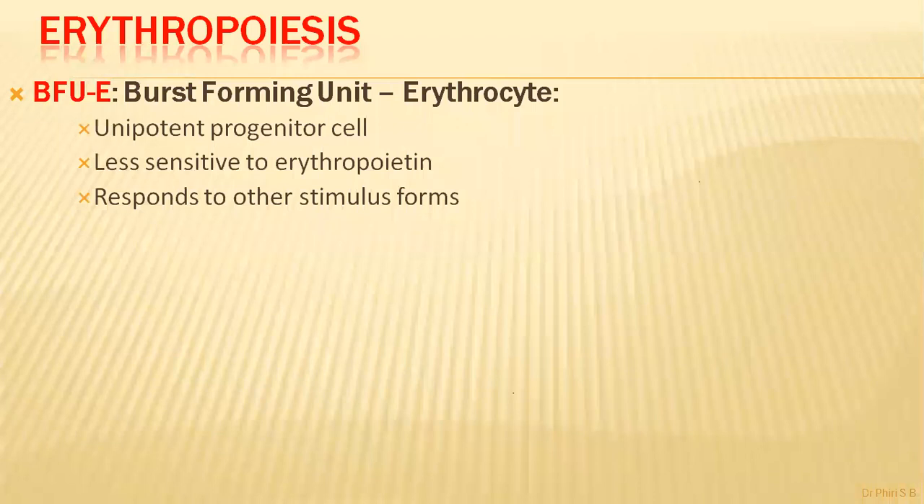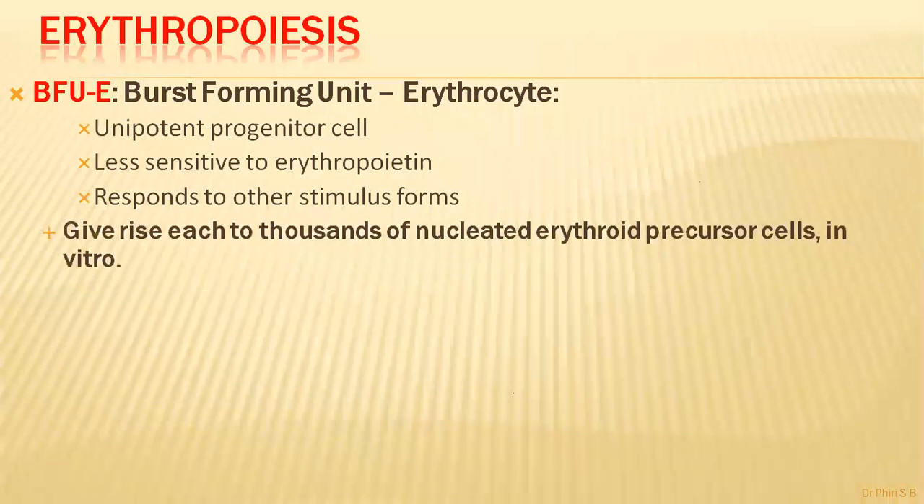They are less sensitive to erythropoietin. At this stage, erythropoietin doesn't have an effect on this cell. Why? It's because this cell doesn't have receptors on its plasma membrane for the erythropoietin hormone. So even if you have erythropoietin hormone in circulation, it won't stimulate this cell to differentiate. But there are also other inducer factors that can stimulate this cell to become erythrocytes. Later on, it will become sensitive to erythropoietin at different stages.